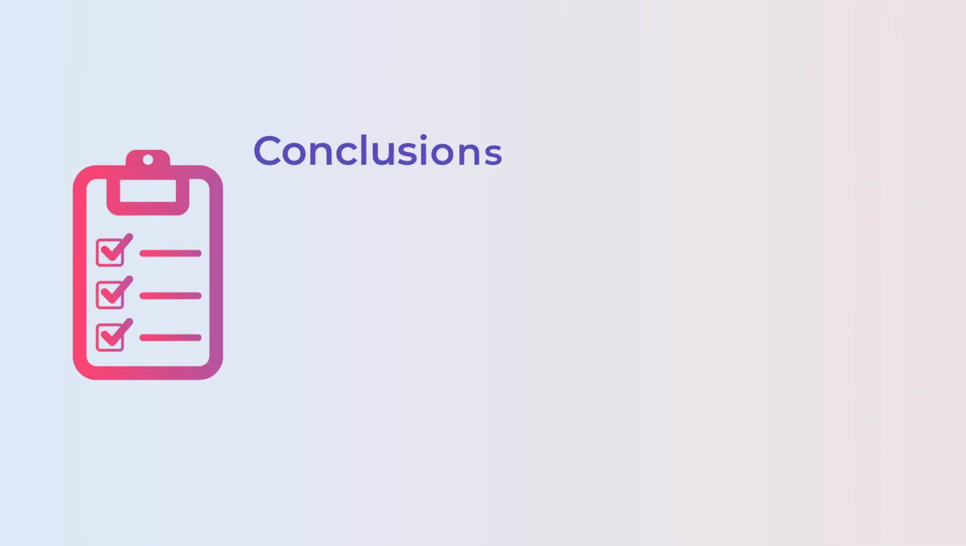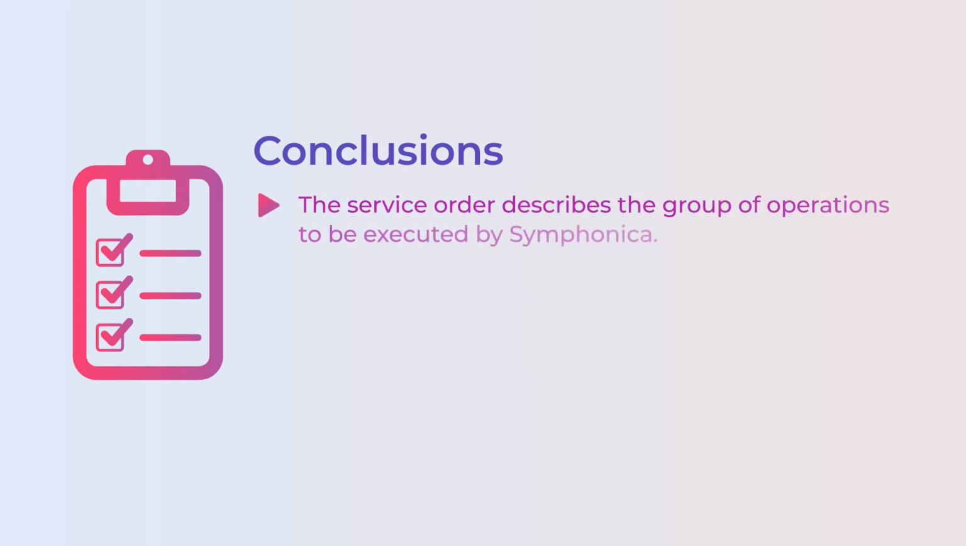This module was your first dive into Symfonica's platform key concepts. Let's sum up the main things we have covered. The service order describes the group of operations to be executed by Symphonica. As an example, a service order could be adding a high-speed data service, with a bandwidth profile of 150 megabits, for the customer John Doe.